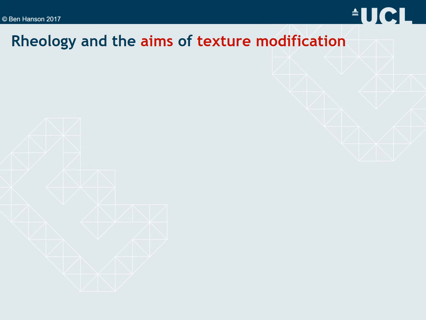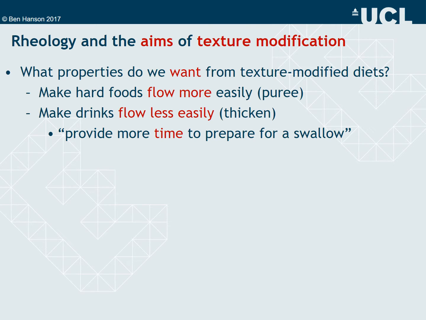So now if we think back to what are the pressures and flows acting on the bolus, we can think in some more detail about what we are trying to achieve with texture modification. And there are various aspects to that. We want to make hard foods flow more easily, and so in some cases we will liquidize or puree foods, and in some cases we want to make fluid liquids move less easily, so we want to thicken those up in order to provide more time to prepare for a swallow. So all of this control is about adjusting the relationship between pressure and flow.